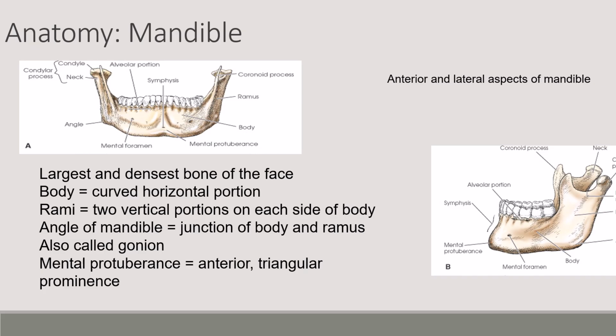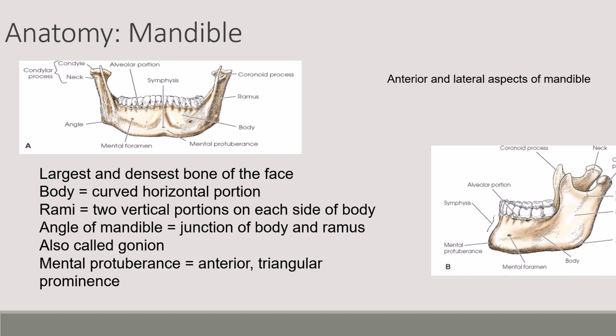All right, and then finally our mandible. The mandible is probably the most familiar to you of all the facial bones, because we talked about it so extensively when we covered the cervical spine. The mandible is the largest, densest bone of the face. Its body is the horizontal portion. The rami are the vertical portion. The angle of the mandible is the junction of the body and the ramus. It's called the gonion.